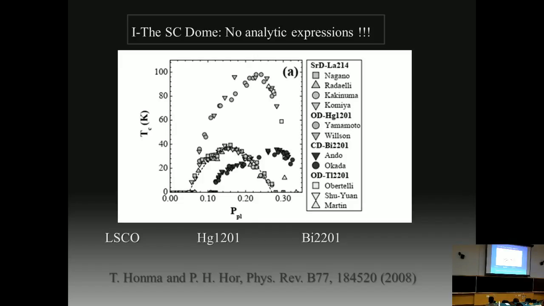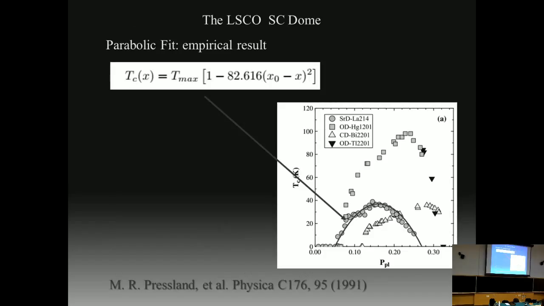This is the real thing. These are experimental data from these groups for 3 different compounds: LSCO, mercury, and bismuth. So there is no analytic expression for these domes. The most that we have is a parabolic, empirical fit for the LSCO compound. That's the most we have.